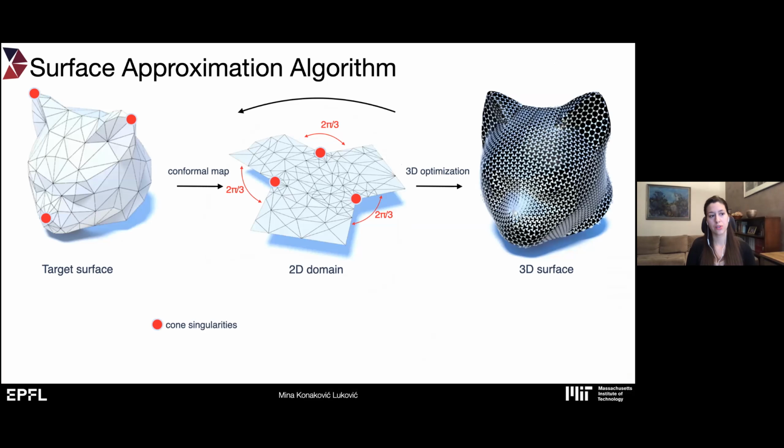And to show some more examples of how the algorithm works, here is the famous cat head, very popular in graphics. Here, because the scaling factor is very high in the conformal map, we needed to introduce 3 cone singularities that are all quantized cone singularities of 2 pi over 3. So 1 on the tip of the nose, cut to the bottom, to the neck, and then 2 on the tips of the ears, where you have the most curvature happening.